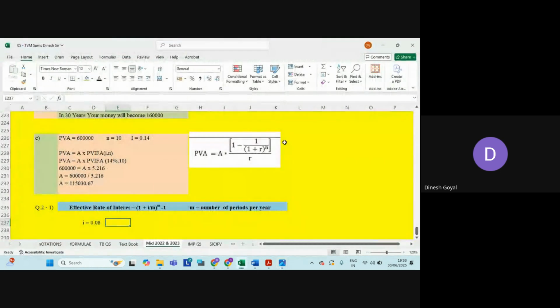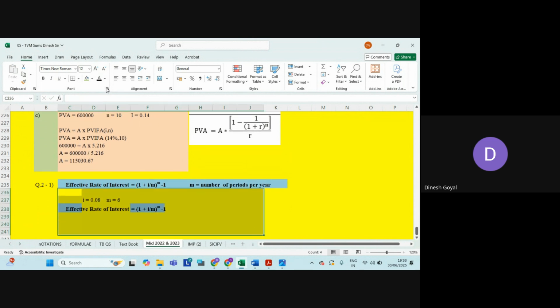So M is also given. So here there is nothing to do. M is also given, 6. I is also given. You have to just use this formula. Right? This formula you have to use. And by using this formula, now we can find.